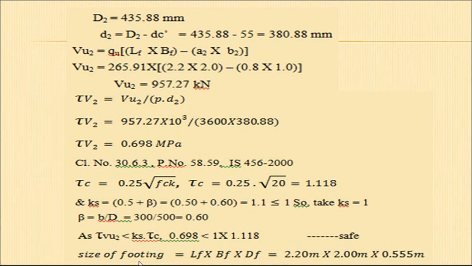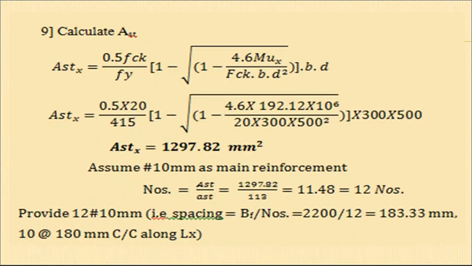Therefore, we have finalized the size of footing LF by BF by DF, 2.2 meter by 2 meter by 0.555. This is the final size of the footing.